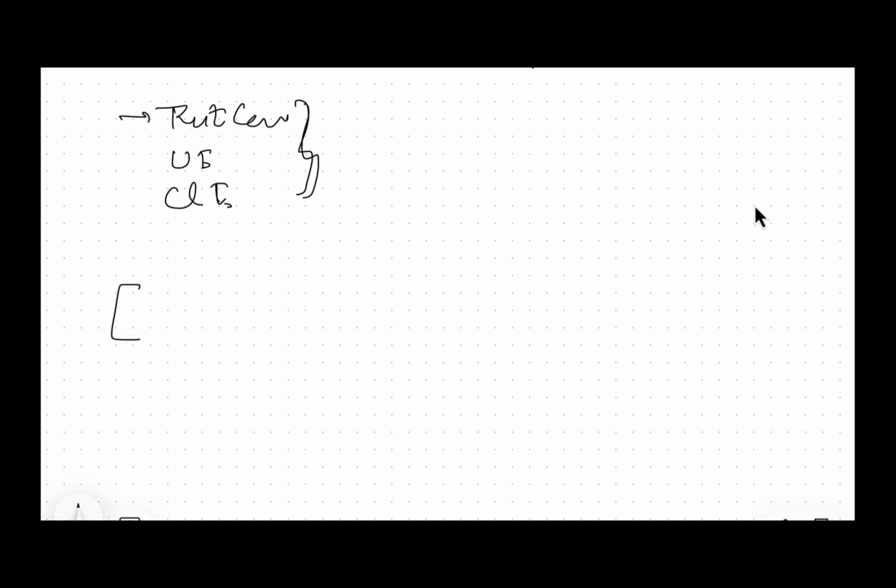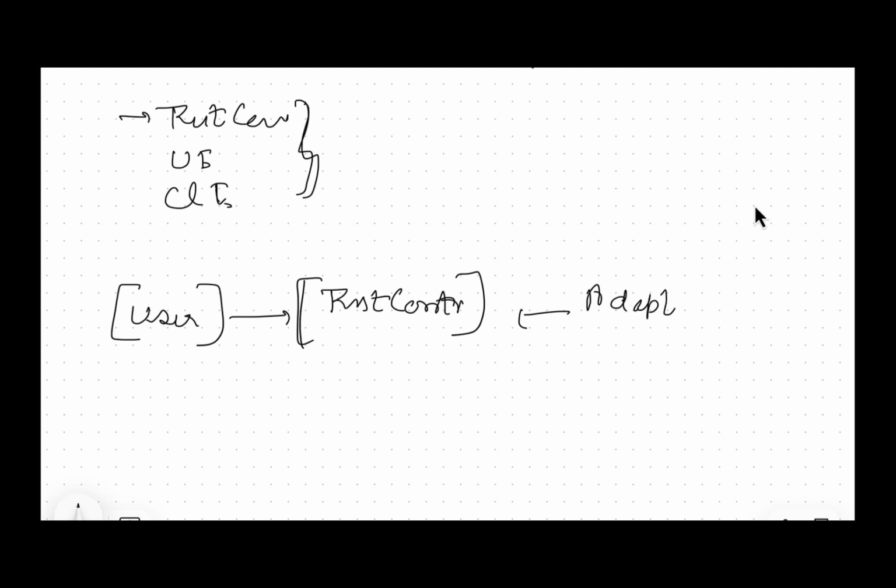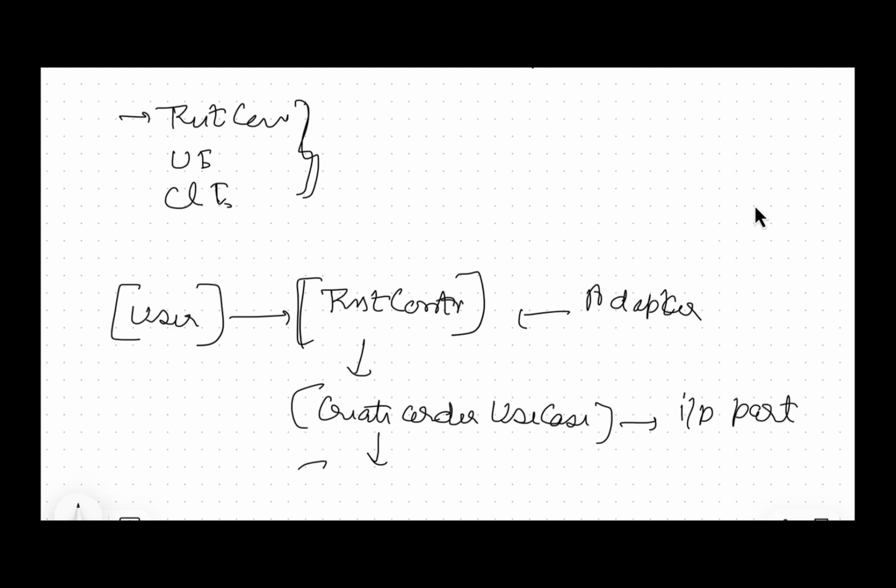So when the user comes, the user is going to call the REST controller, right? And we call this the inbound adapter. Then it is going to call some method like create order, that use case, right? So use cases are ports. This is the input port, correct? And then this is going to execute the business logic.